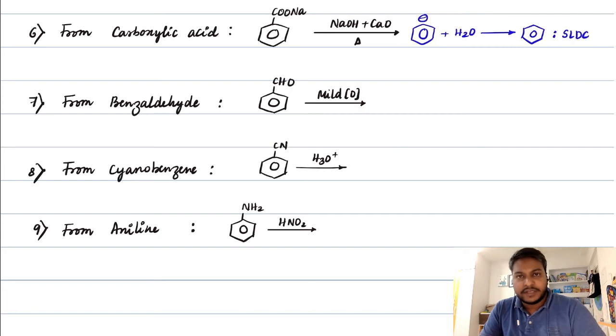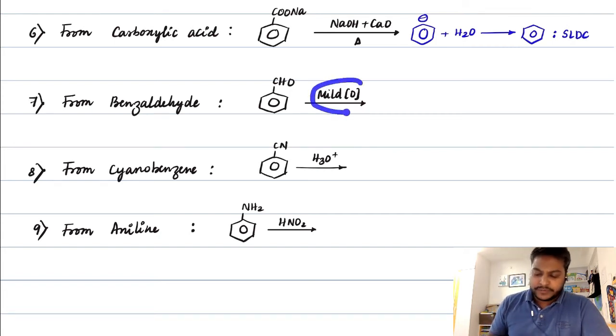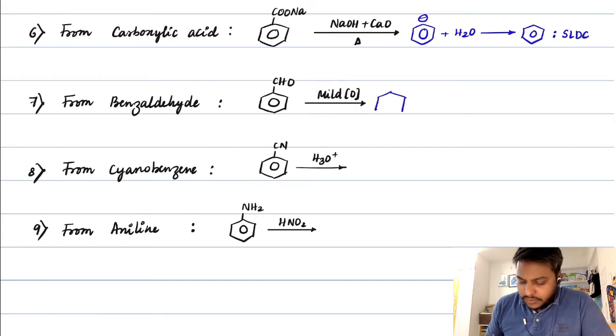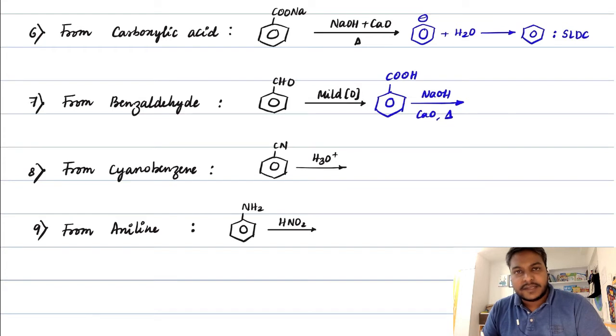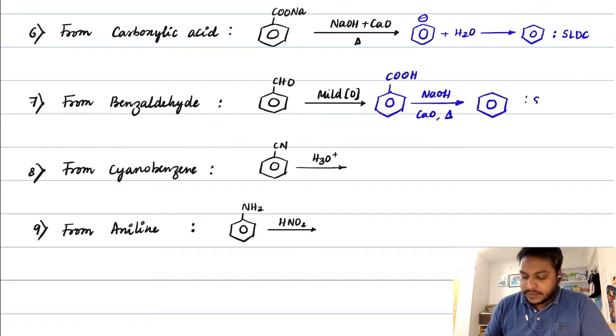Benzaldehyde would also give the benzene form. Here, what we need to do is, first we use a mild oxidizing agent to convert that into an acid, and then treat that with NaOH and CaO and heat it, so that again the same step, SLDC, can take place here to convert that to benzene, right? So this is also done by SLDC.